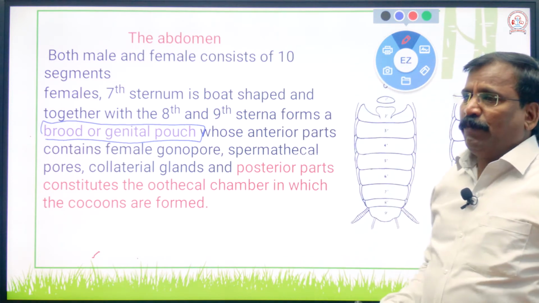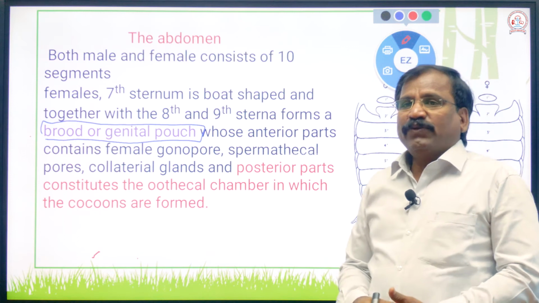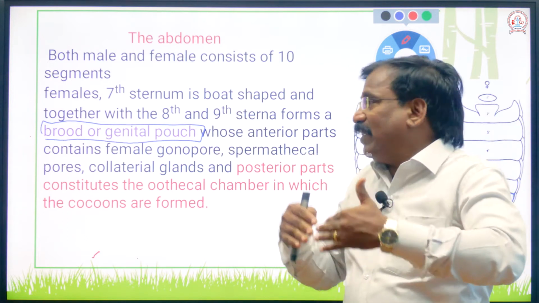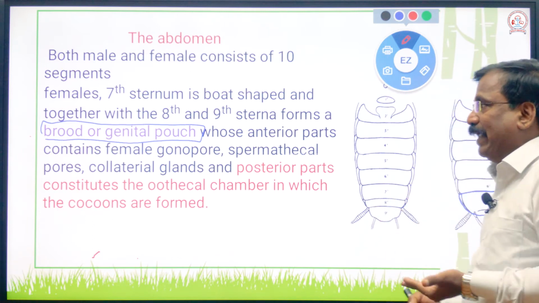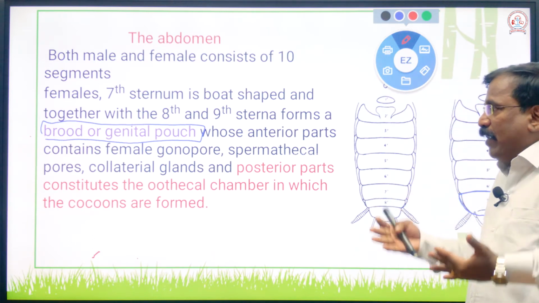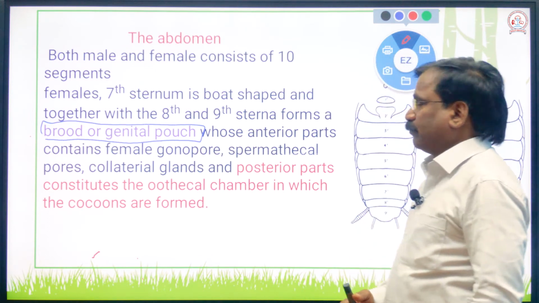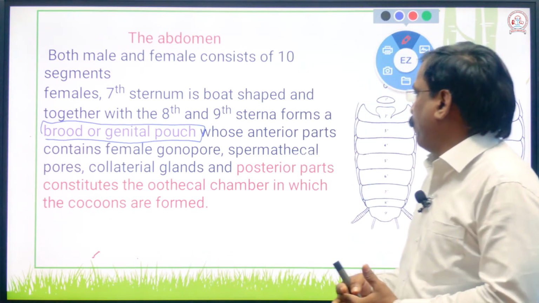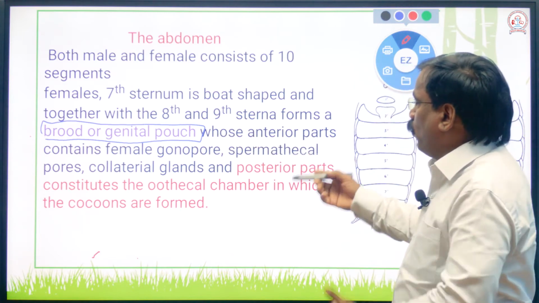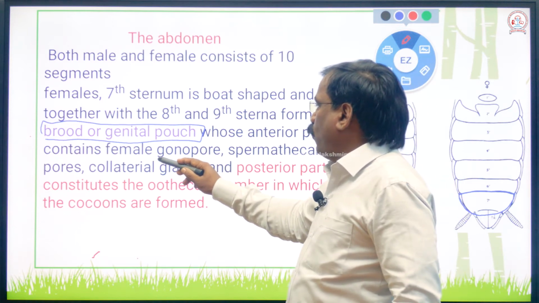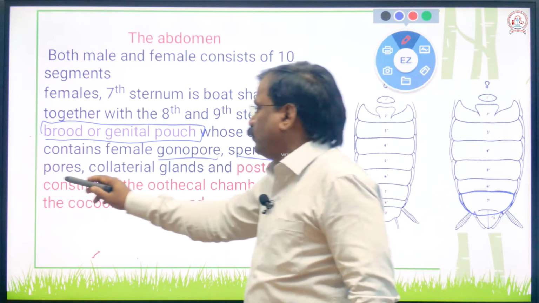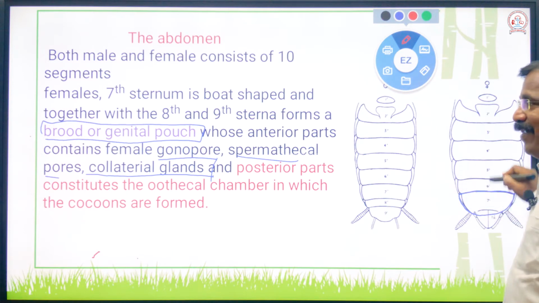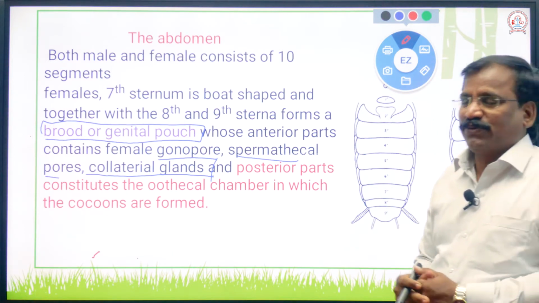So, in case of female only 7 segments are visible, though it is composed of 10 segments. Only 7 segments are visible; the 7th, 8th, 9th and 10th sterna, which are broad and boat shaped, form the brood pouch or genital pouch. Why? Because it accommodates certain reproductive structures. On the anterior side of the brood pouch are the gonophore, spermathecal pores and collateral glands, which are located internally, not outside.